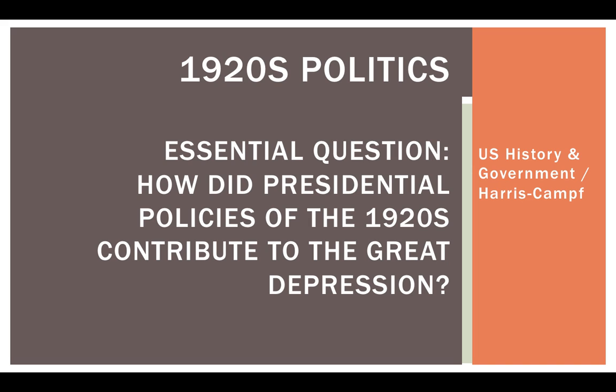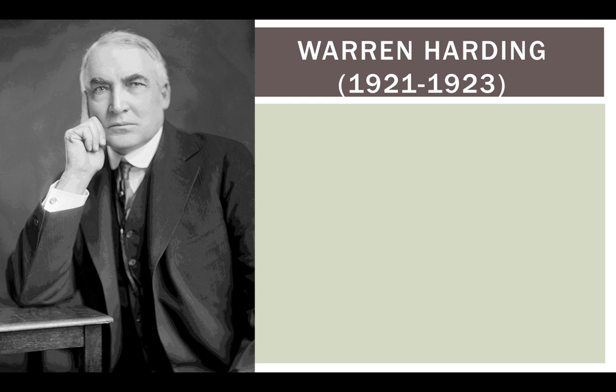The main question I want you to get out of this lecture is, how did the presidential policies of the 1920s contribute to the Great Depression? We'll first start with President Warren Harding, who takes office in 1921 and only serves for 2 years because he has a heart attack. This is a guy, first of all, that didn't want to be president.